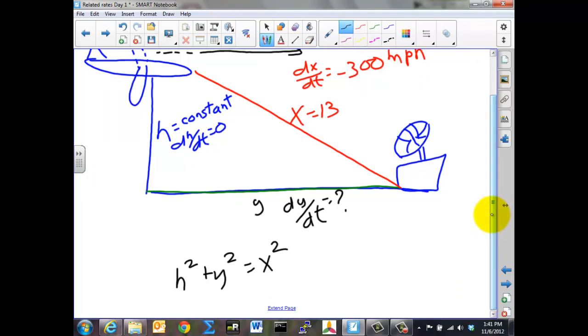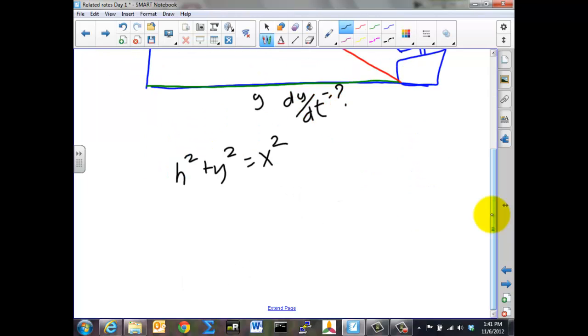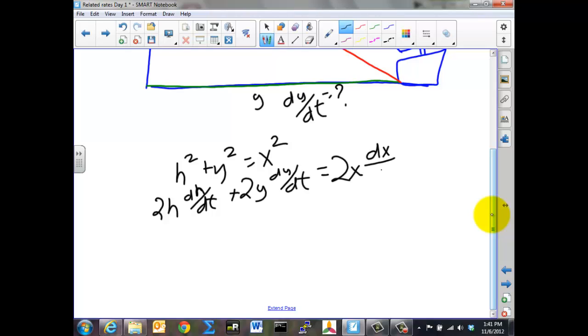So let's see. What can we do with this then? h squared plus y squared equals x squared. What do you think we need to do now? Take the derivative. So 2h dh/dt plus 2y dy/dt equals 2x dx/dt. Would you agree with that?